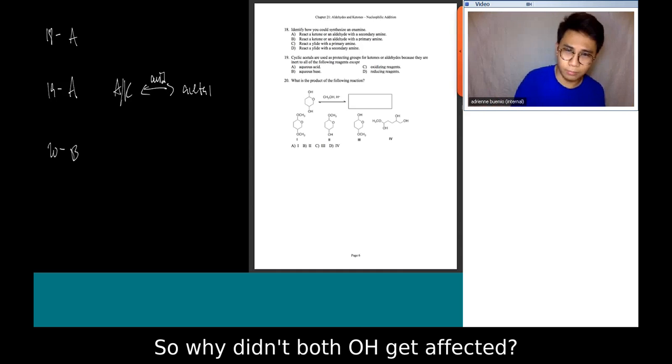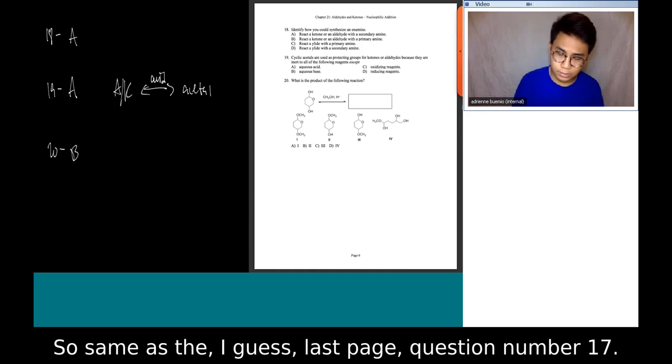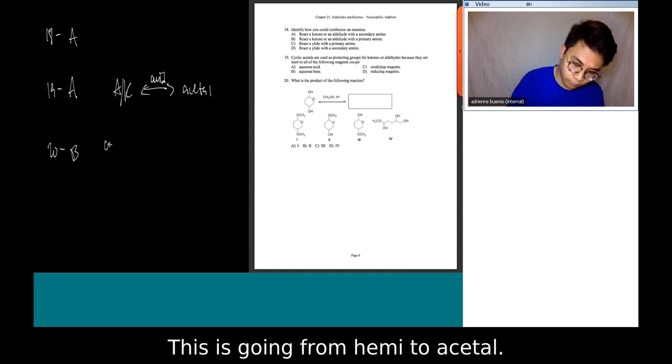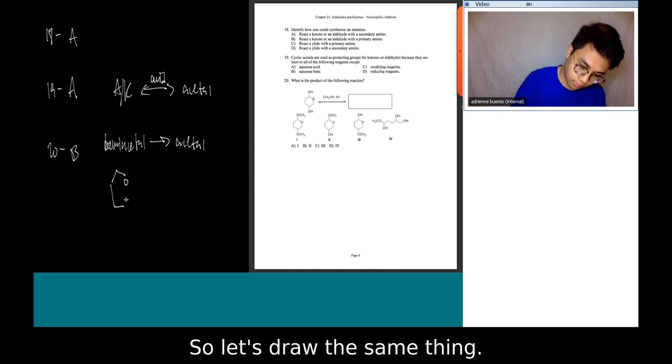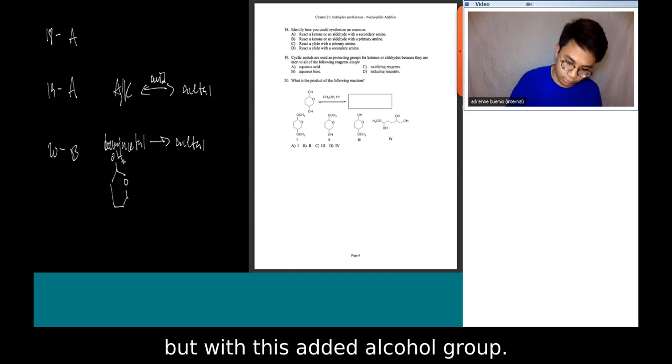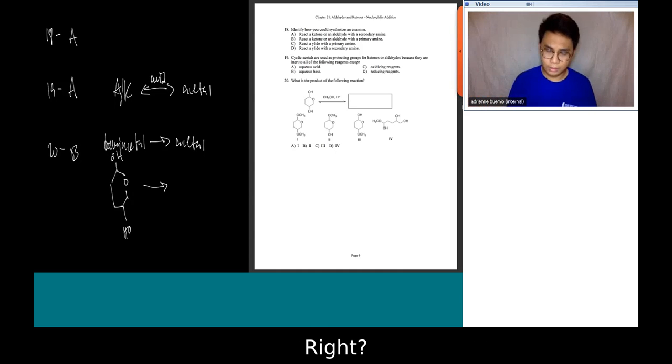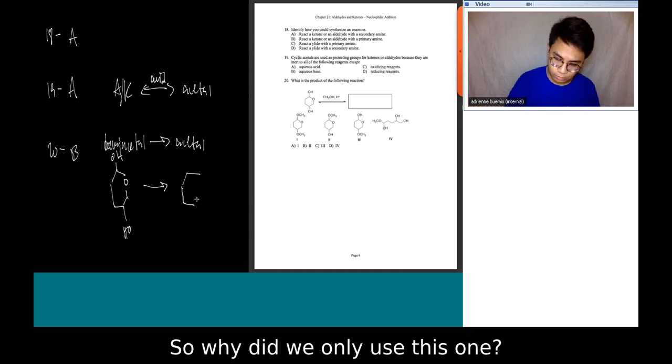So why didn't both OH get affected? Same as the last page question, number 17, right? This is going from hemiacetal to acetal. So let's draw the same thing. It's almost the exact same structure, but with this added alcohol group, right? So why did we only use this one?